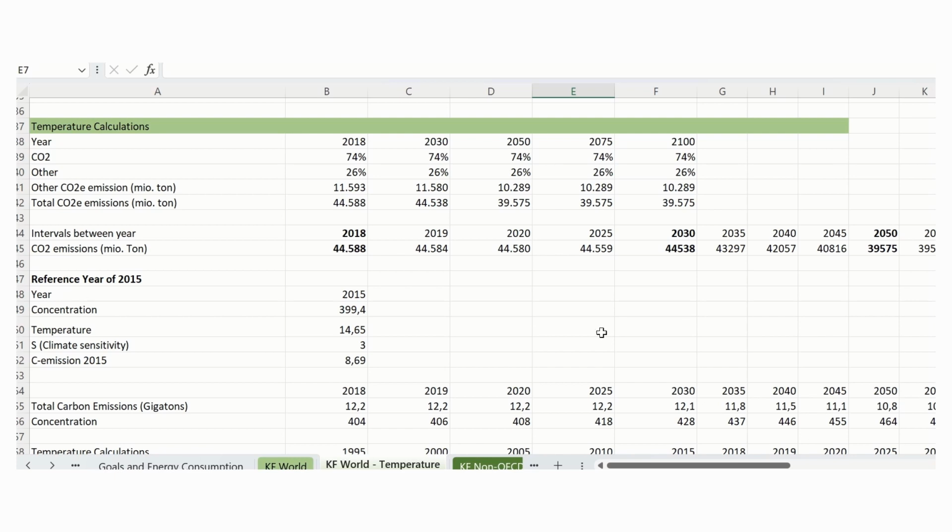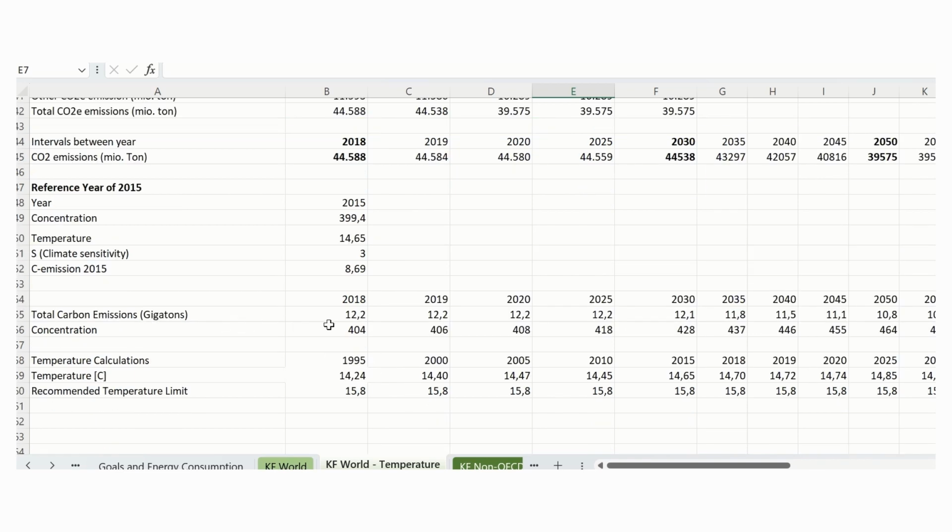Now I'm back in the model. And as you can see here, we assume that the concentration in year 2015 is this value here. We also assume that the global temperature in 2015 was 14.65, and we assume here that the climate sensitivity is 3. As a user, you can change that value here, and the carbon emission in year 2015 was this amount here.